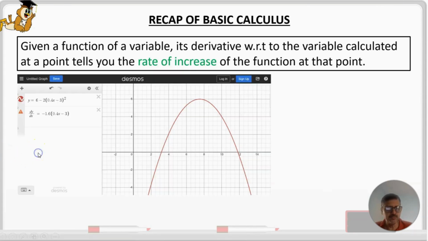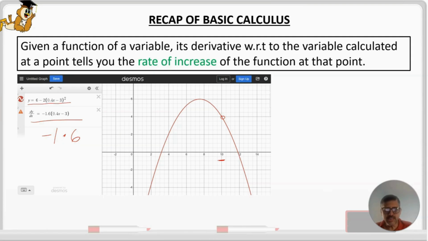Let's take an example. Okay. I have taken a curve y equal to 6 minus 2 times (0.4x minus 3) the whole square and drawn it over here. It's a parabola, right? And its derivative, if you evaluate it using the chain rule, is minus 1.6 times (0.4x minus 3). Okay. If I evaluate this derivative at a particular point, let's take a point x equal to 10 right here, right? The x equal to 10 on this curve would be right here. If I evaluate the derivative at x equal to 10, I get minus 1.6, right?